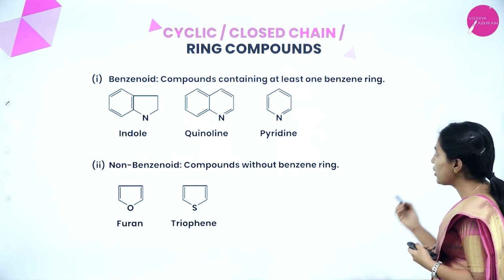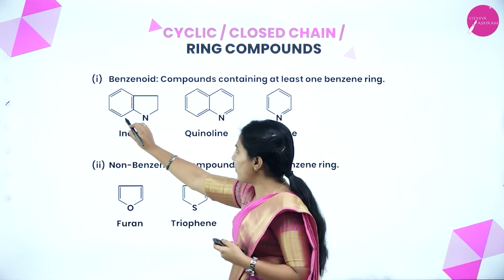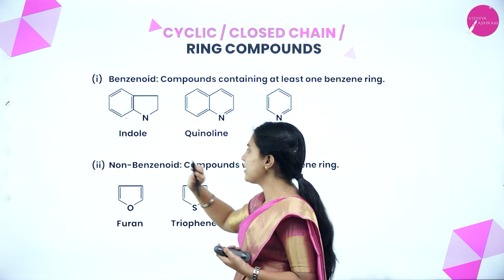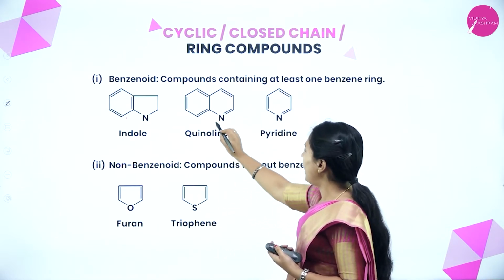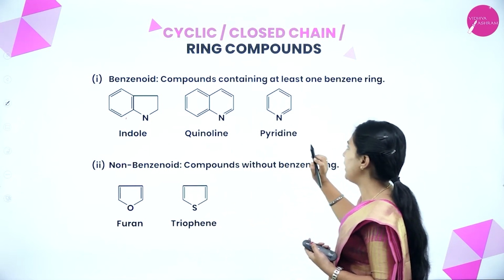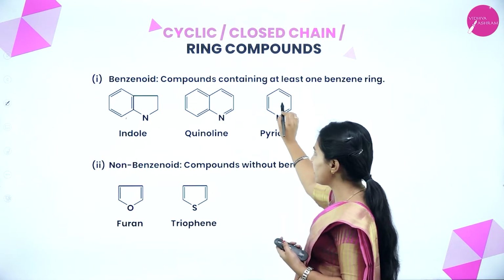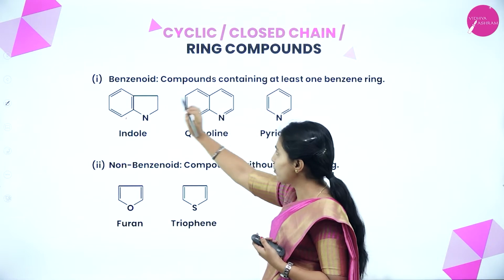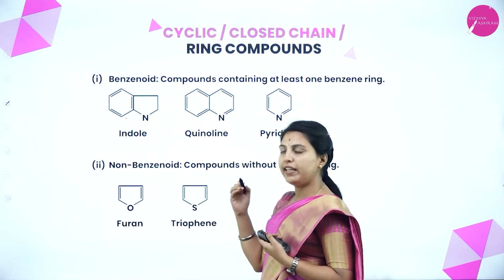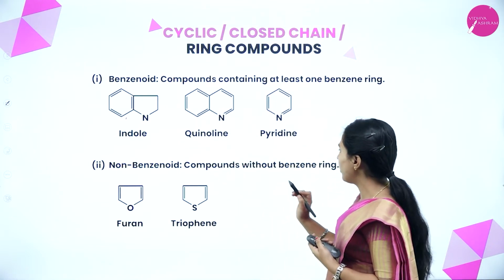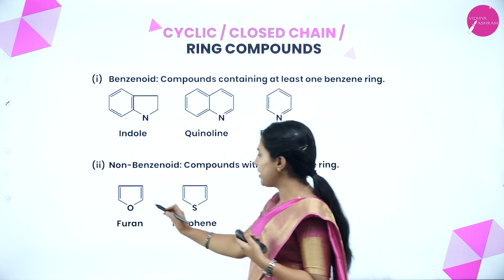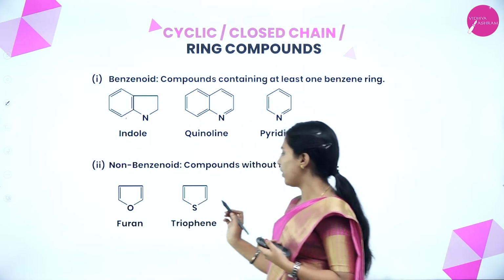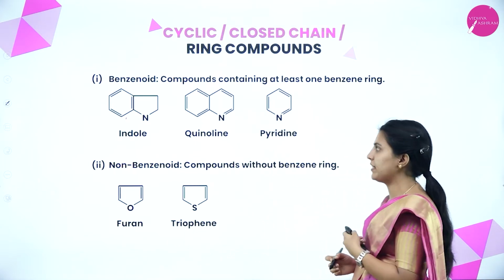Benzenoid compounds contain at least one benzene ring. See here, it is one benzene ring attached to another kind of ring, not benzene, that is indole and quinoline. This is pyridine. Heteroatoms are present. One benzene ring is there. It may attach to another benzene ring or to just another cyclic ring also. Non-benzenoid compounds are without a benzene ring. Nowhere is a benzene ring present, but it is cyclic in nature. For that, furan and thiophene are the best examples.